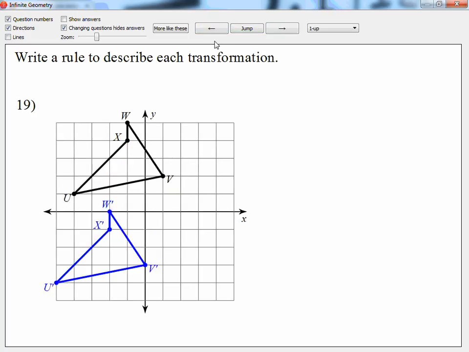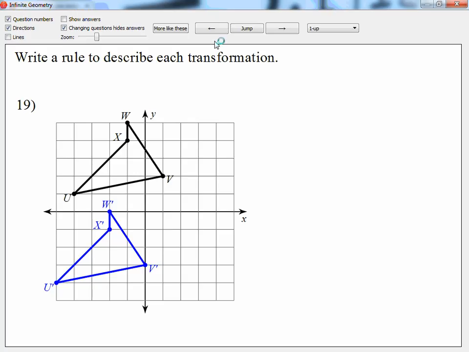Now here, for number 19, we're going to write the rule. I know my screen, you guys can see the colors, right? Black and blue. I know in your papers, you guys can see black and black. So, because you cannot tell the difference, look at the writing. The original picture has the letters only, like U, X, W, V. The second picture, the one after the transformation, has the little apostrophe which we read prime: U prime, X prime, W prime, V prime. So it means the prime came after. Like I said, on your paper, you cannot tell the difference by the colors, but you can tell the difference on the right. So you know which one was first.